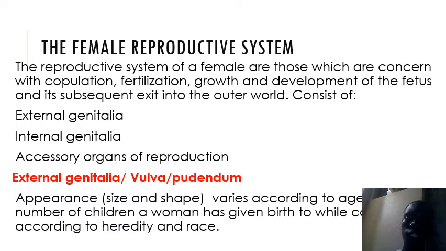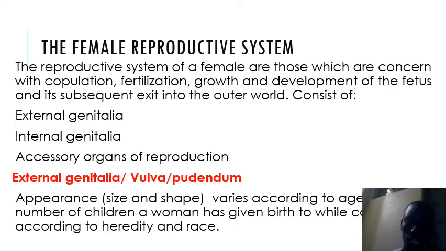Now, the female external genitalia is that part of the female reproductive system which can be observed with the naked eye, from outside. During vulvar swabbing, we clean the female external genitalia. We all know the procedure of vulvar swabbing.